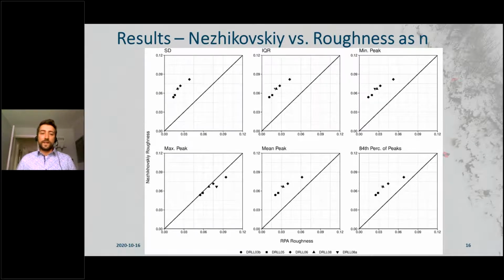But I would hesitate to say that the max peak value is now the value we should use as most representative, because this would be pretty heavily influenced by outliers in future data sets. But just again, looking at it visually, the 84th percentile and mean peak values seem to have the best fit. It's also interesting to note that any relationship here between the Nezikovsky roughness and the surface roughness may indicate a link between the surface roughness and ice thickness, since the Nezikovsky relationship is based solely on ice thickness.